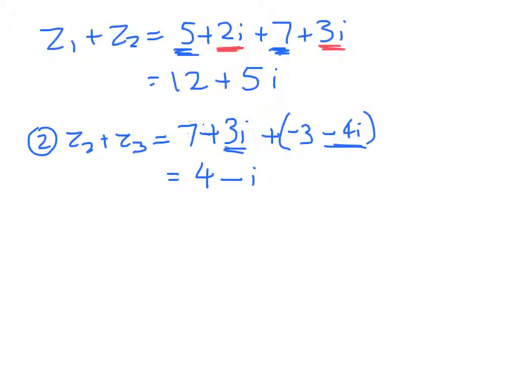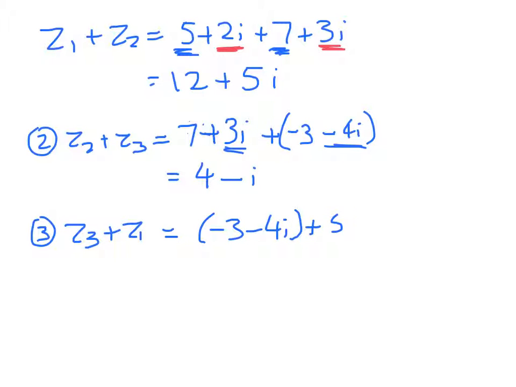Right, number 3, Z3 plus z1 equals negative 3 minus 4i plus 5 plus 2i. So this is negative 3 plus 5, so that's 2, and then minus 4i here, plus 2i. So you can see I'm just putting together the real bits and the imaginary bits. So that's addition. Now, in addition, we'll usually have that pattern.